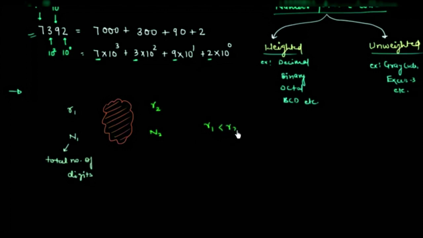is smaller than R2. The base R1 is smaller than the base R2, then capital N1 is greater than capital N2. This is a very important point. When we increase the base, the digits required to represent the quantity decrease. For example, 7392 is the decimal number which is used to represent the quantity.